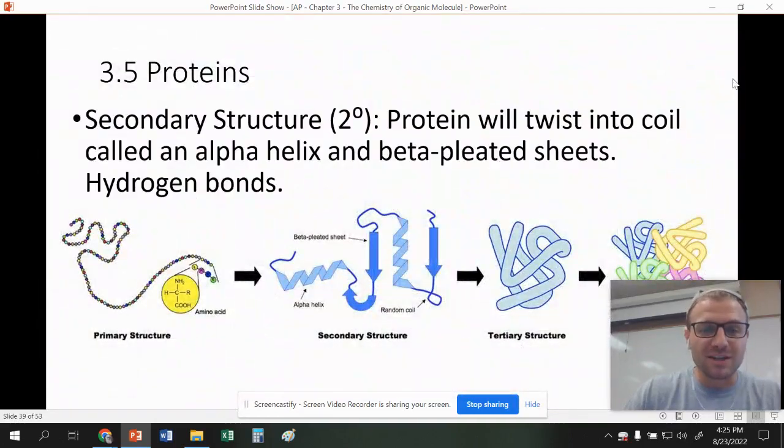The primary sequence determines the secondary structure. What's going to happen is those amino acids are going to start bonding with each other, and they're going to start forming folds. These folds are known as alpha helixes and beta pleated sheets.